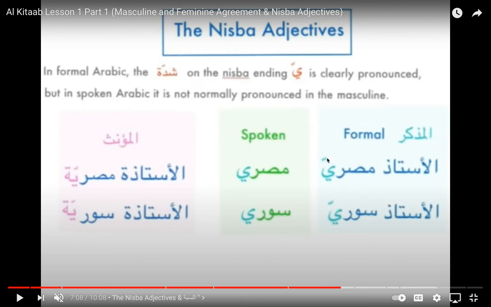Why? Because when we have this shadda, these three teeth on top of the letter, this means that we are insisting. You can see here, I will repeat and maybe you can hear me. If I say Misri, I'm not insisting, no shadda. This is colloquial, it's spoken. But in reality, in formal speech, we say Misri. See how I insisted on the ya?